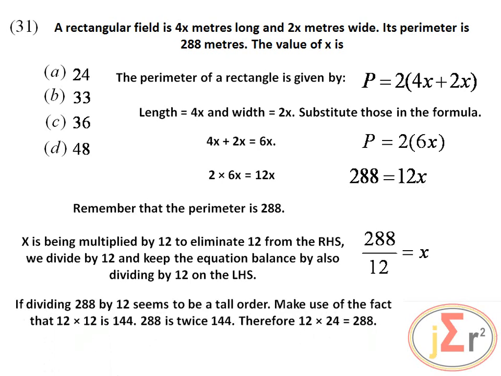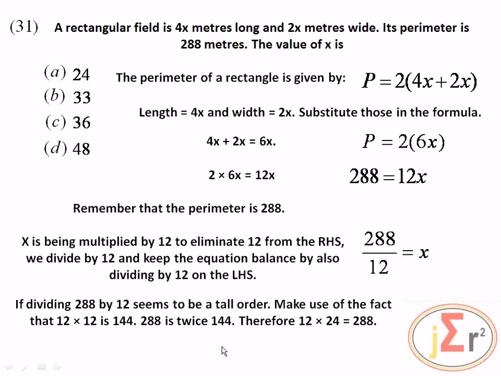If dividing 288 by 12 seems to be a tall order, make use of the fact that 12 times 12 is 144. And it is a little bit plainer now to see that 144 multiplied by 2 is 288. So 288 is twice 144. Therefore, 12 times 24 is equal to 288.